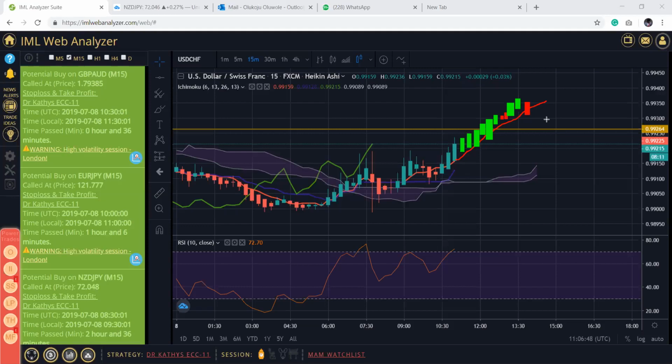Now, the good thing about this strategy is that it helps you to catch more pips. Number one. Number two, it gives you extra confidence not to rush out of a trade. And number three, which is also very important, it helps you cut your losses on time.